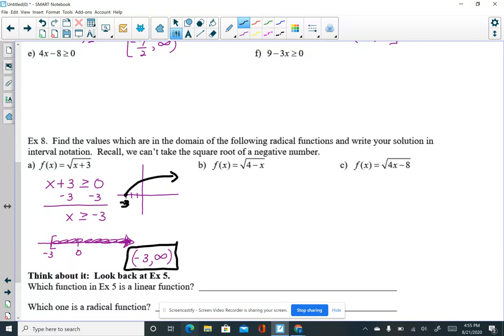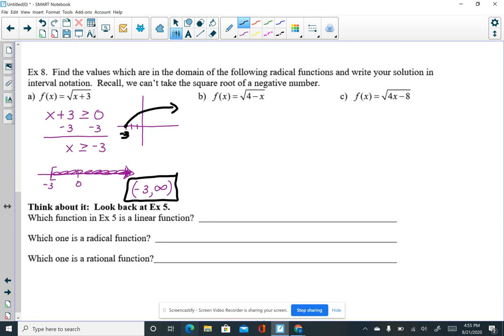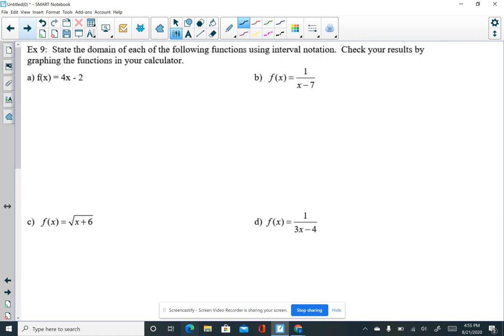So these rules that I've been presenting to you are the algebraic ways to find the domain, okay? I'll let you work through the next little think about it down below that, and then I'm just going to flip it over then to our last page. And essentially on this last page, we're just putting everything together. And I'm going to work through a couple of these with you, okay?